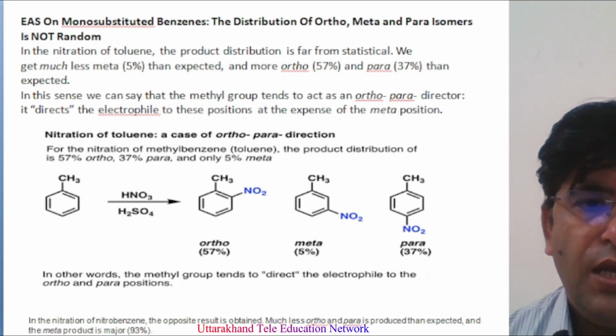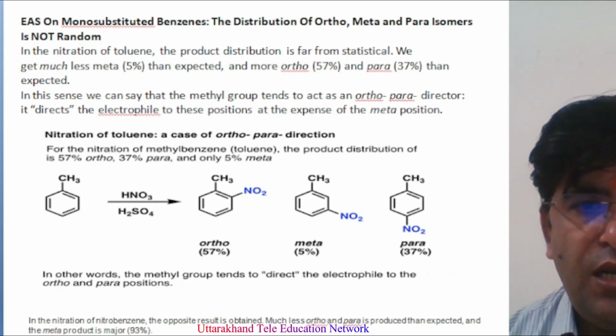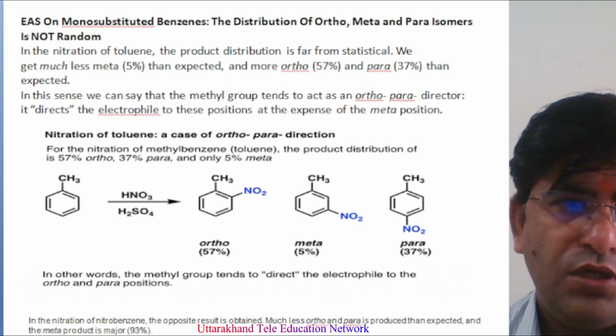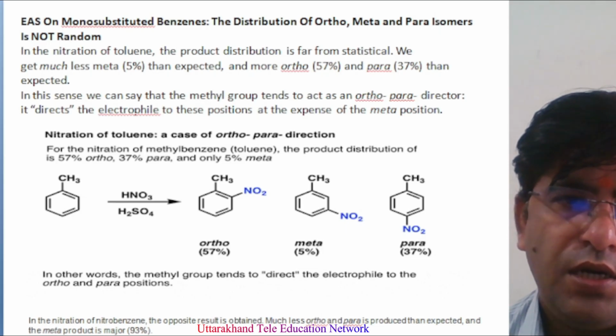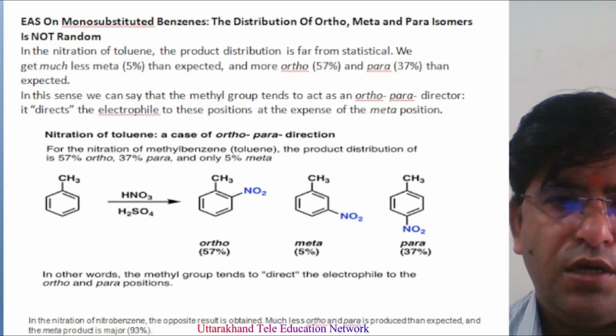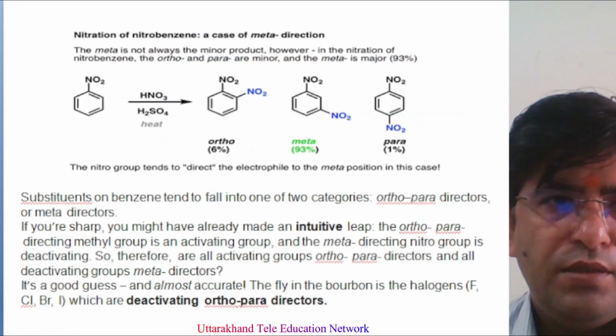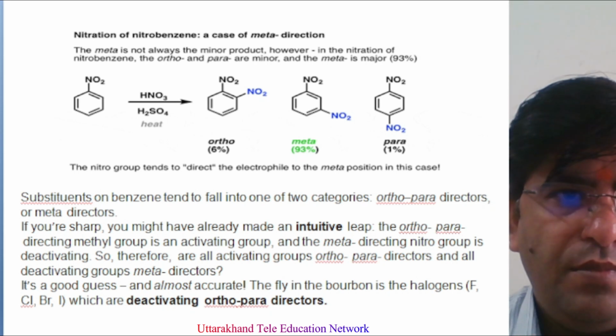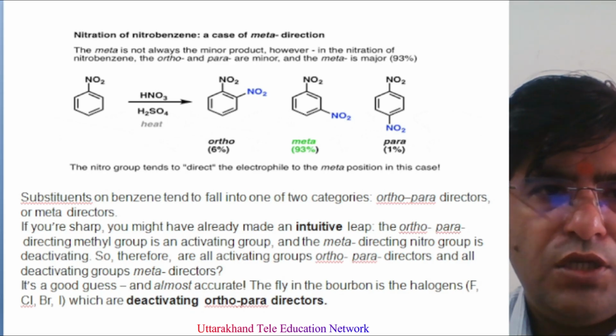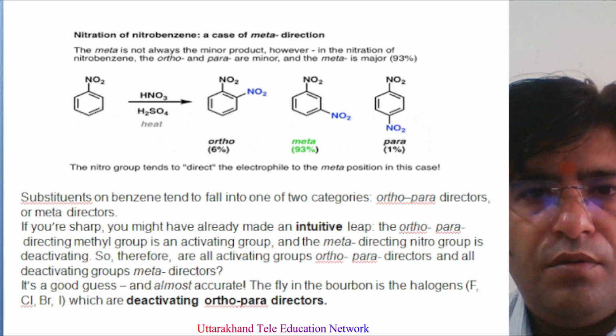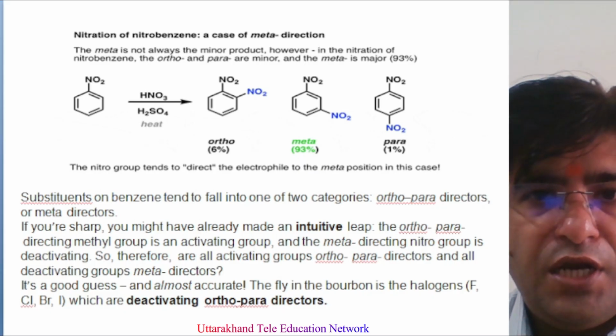Nitration of toluene, a case of ortho para direction. For the nitration of methyl benzene with HNO3, we get ortho-nitrotoluene 57%, meta-nitrotoluene 5%, and para-nitrotoluene 37%. The nitration of nitrobenzene is a case of meta direction. The meta is not always the minor product. In the nitration of nitrobenzene, the ortho and para are minor, and the meta product is major, 93%.